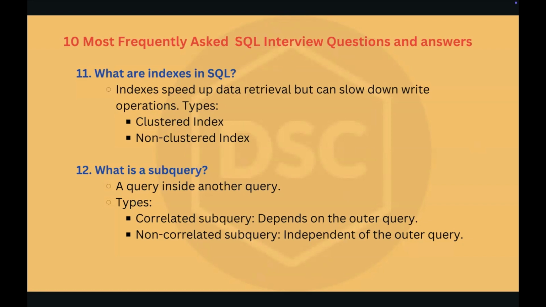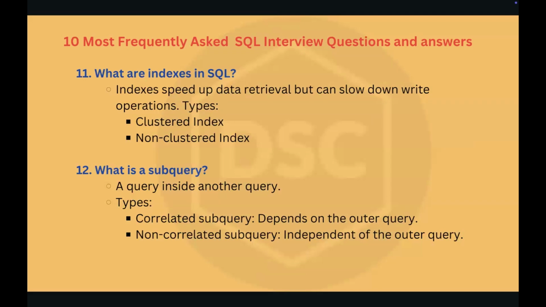Indexes in SQL are data structures that improve the speed of data retrieval operations on a table by creating a quick lookup for specified columns. There are two types of SQL indexes, clustered index and non-clustered index. Clustered index sorts and stores data rows in the table based on the index key. Each table can have only one, whereas non-clustered index stores pointers to the actual data, allowing multiple keys per table.